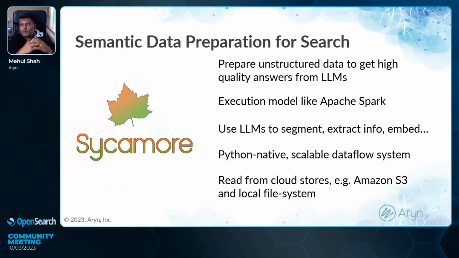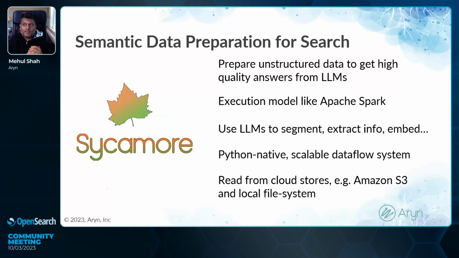Then you run transforms over the document set, and these transforms run in parallel, so it can be done in aggregate. You can run it on a single laptop, or you can run it on a cluster of machines. And you use LLMs to segment documents and extract information from those documents, things like authors and titles, and compute embeddings so that you can put the information into OpenSearch.